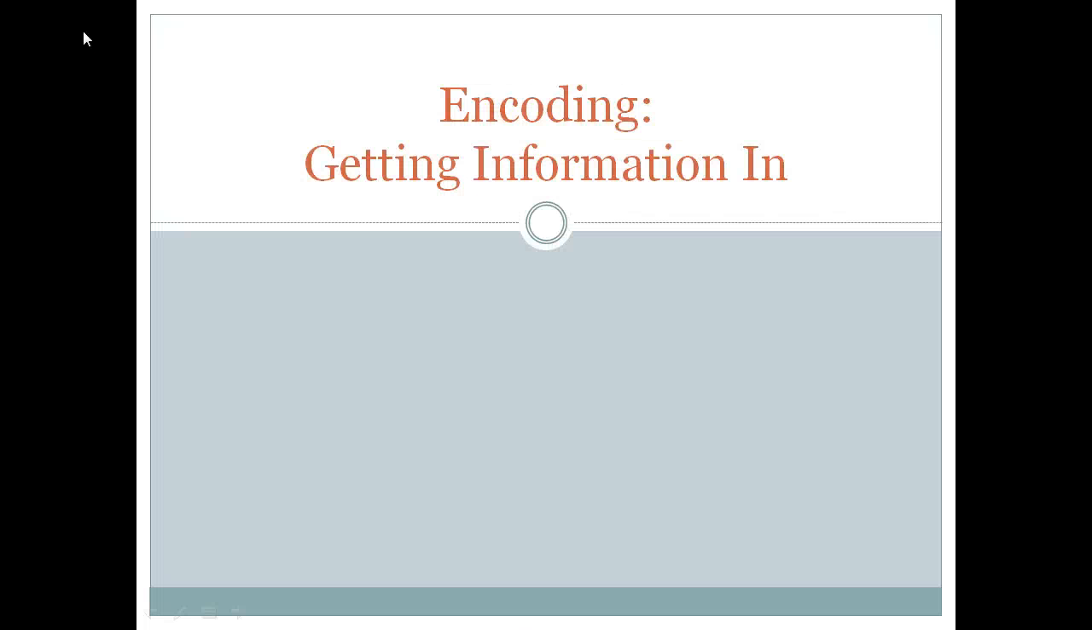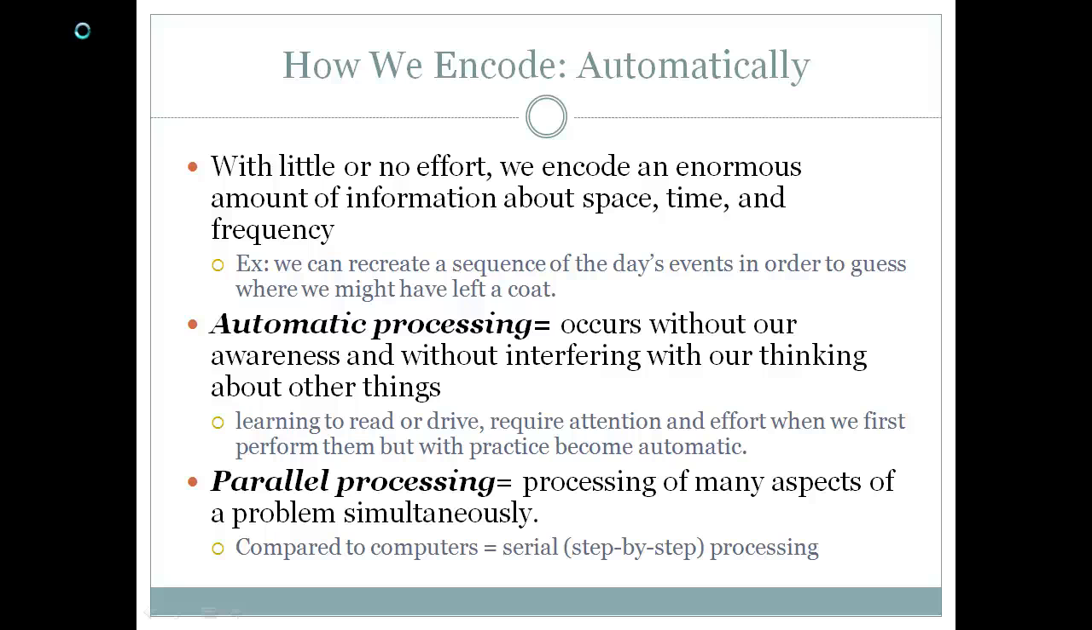So now what we're going to look at more specifically is encoding, meaning how does that information get into our brain so that we can store it and then retrieve it later on. So there's going to be two different ways that we encode. The first is automatically, and this just means that it occurs without us really being aware it's happening and without interfering with our thinking about other things.